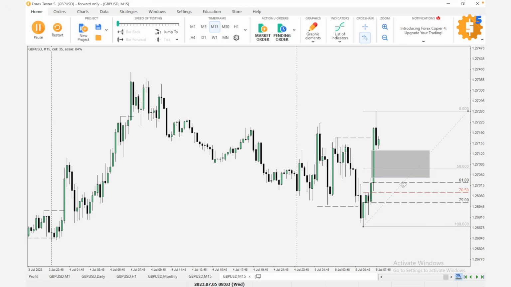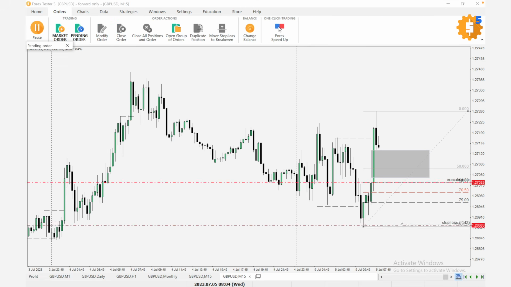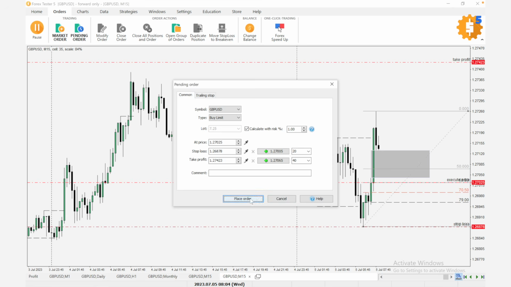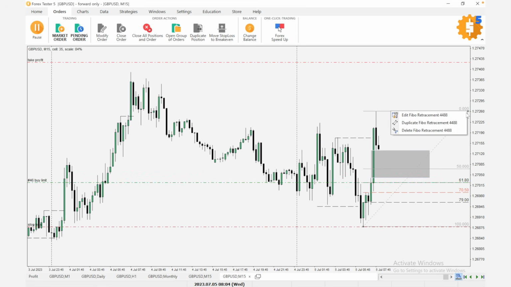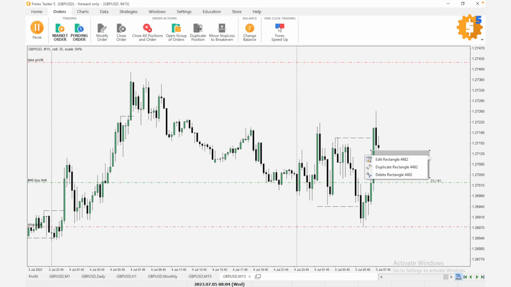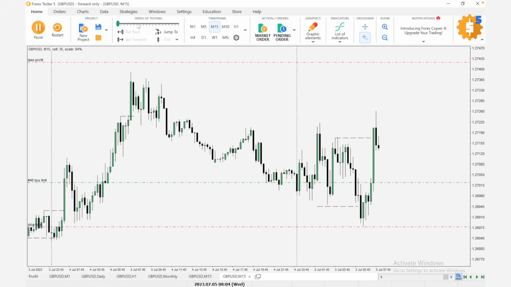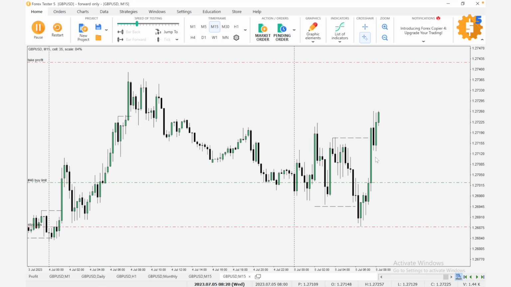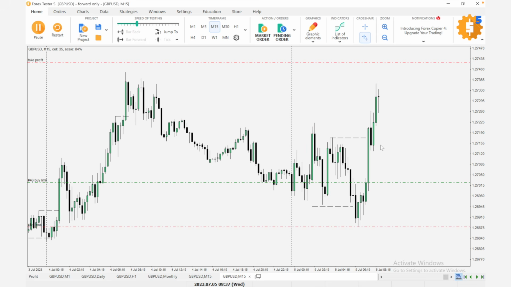So I'm just gonna place a trade at this level. Let's set a buy limit order. Place order. Let's get rid of the OTE and fair value gap because it looks a bit messy. And let's speed up the backtest and see how it goes. If price leaves us, then we're just gonna let it leave us. We're not gonna chase the price.